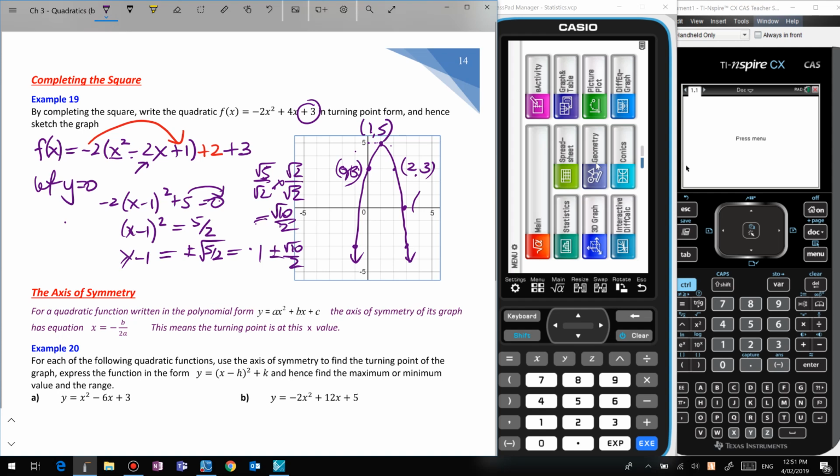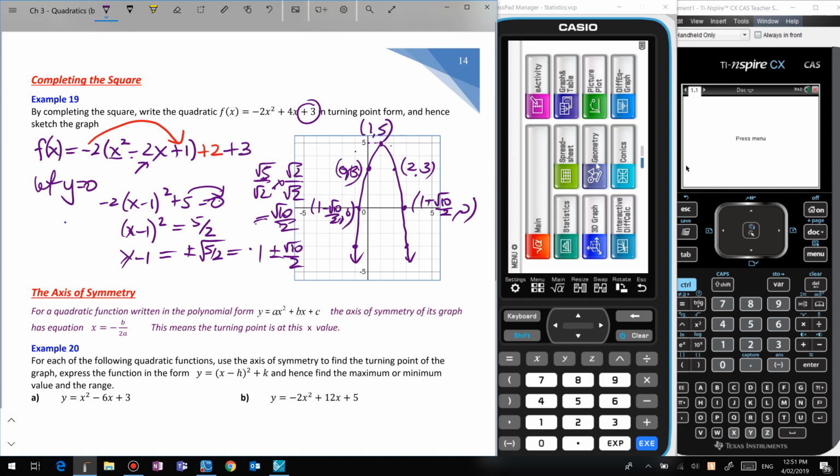So that'll be 1 plus root 10 on 2, 0. And that'll be 1 minus root 10 on 2, 0. So there's all of our points that we need to know.